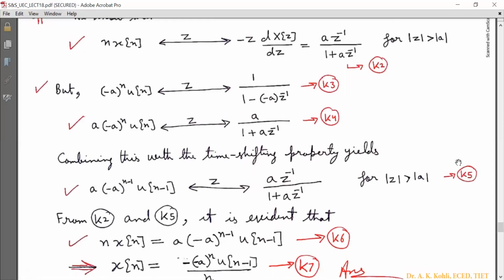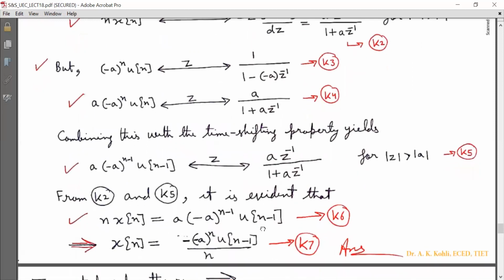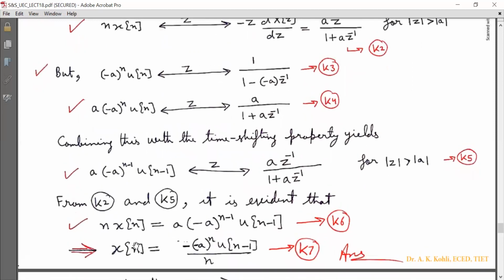Therefore, from K2 and K5, n x[n] is equal to a(-a)^(n-1) u[n-1]. Or I can rearrange it to give x[n] equal to minus (-a)^n u[n-1] divided by n. So that is how we have got the sequence x[n]. It is a little bit tedious, but you need to do it by following this procedure.